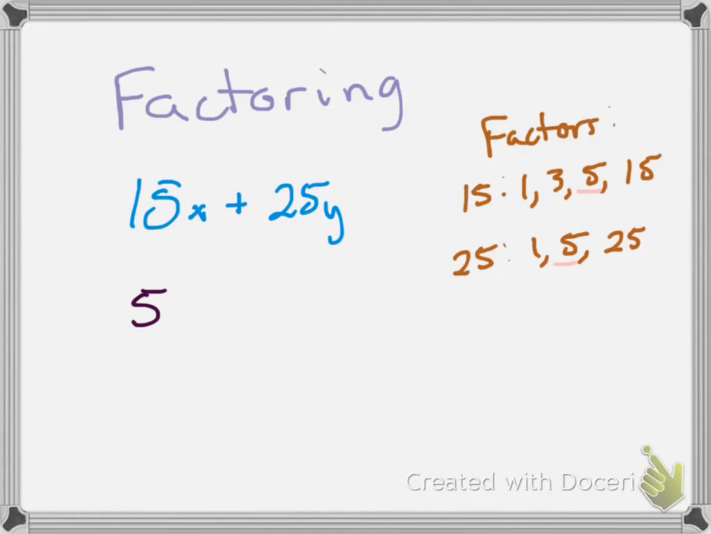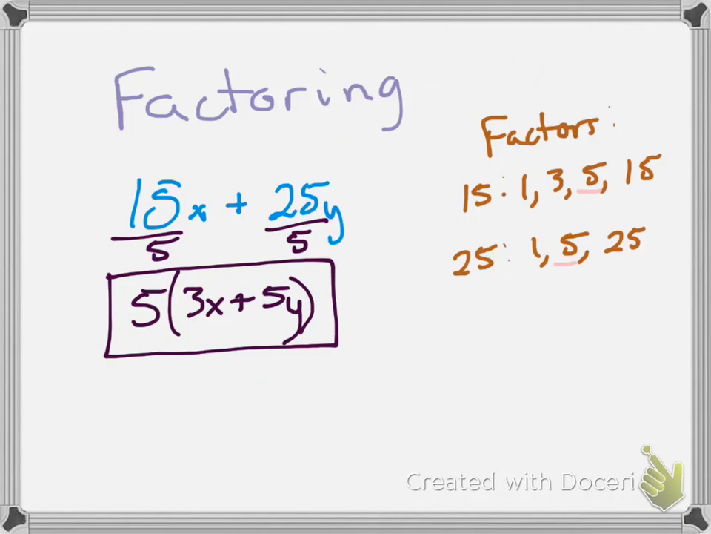So again, I write down my 5, and then I have my parentheses. I'm going to divide everything by 5. So I'm going to take the 15, I'm going to divide that by 5, and I'm going to take the 25 and divide that by 5. So if I take my 15x divided by 5 is going to give me a 3x. And then I have 25y divided by 5, which is going to give me 5y. So my final answer is going to be 5 times the parentheses of 3x plus 5y.